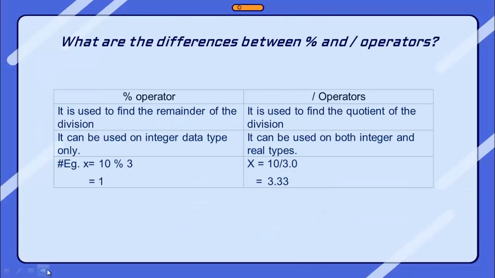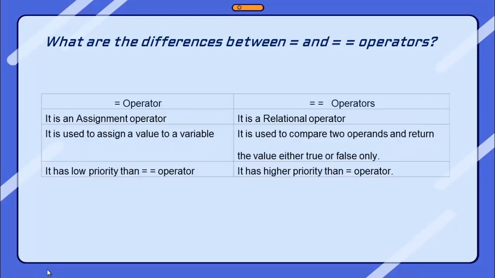Differentiate between modulus and division, that is slash operator, the division operator. Modulus is used to find the remainder. Here it is used to find the quotient. Modulus can be used on integer data type only. Here it can be used both on integer and real data type, and give an example there.